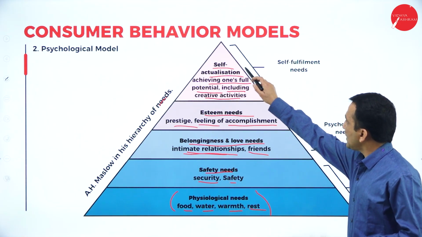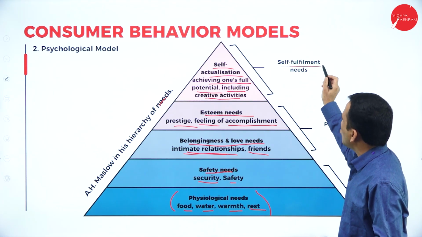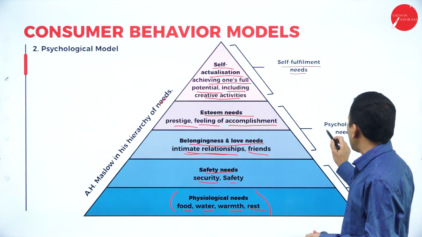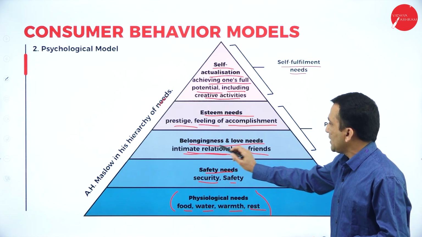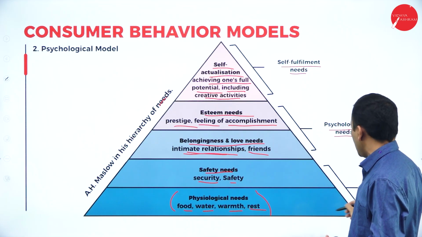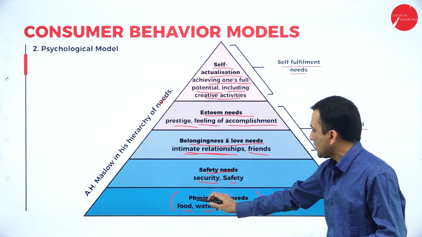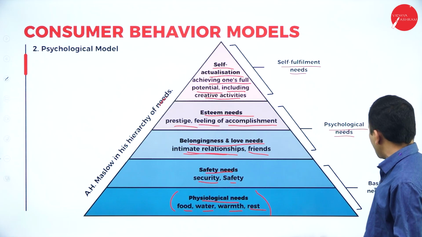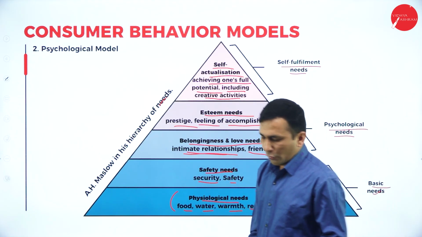So the first, self-actualization, is related to self-fulfillment needs. Next, esteem and belongingness and love are related to psychological needs. And the safety and physiological needs are related to the basic needs. Okay, moving forward.